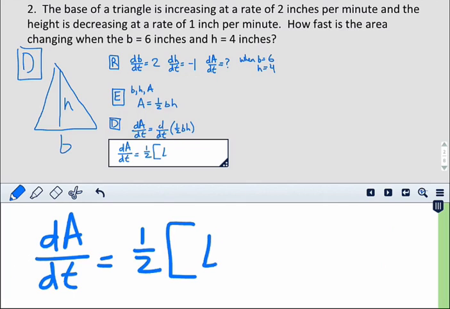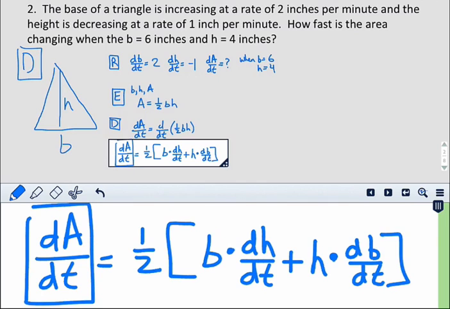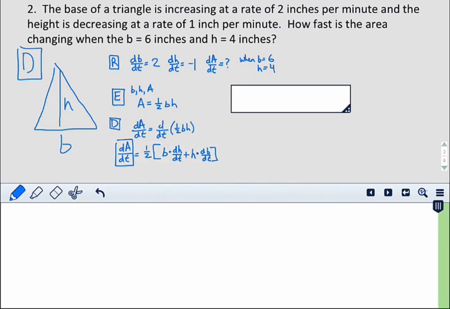First function is b times the derivative of h with respect to t, which is just dh over dt, plus our second function, h, times the derivative of the first. So the derivative of b with respect to t is db over dt. Now in this case, we have already solved it for dA over dt, which is what we're looking for. So we can go ahead and substitute now.